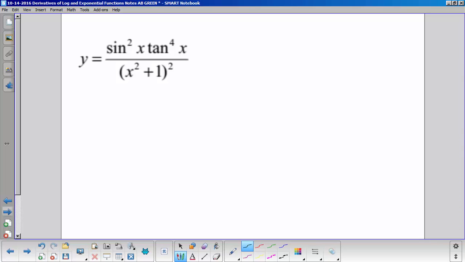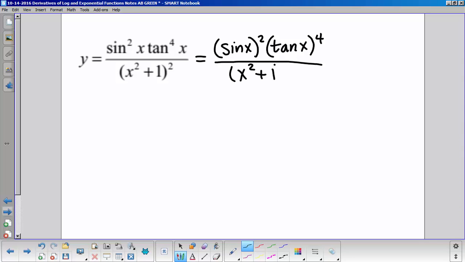Now, see, this is a quotient with trig functions, so how are we going to rewrite this? Sine of x squared tangent of x to the 4th, because whenever you have trig functions raised to a power and you're going to take their derivative, you should raise them with parentheses because that's going to help you with the math. And now we've introduced a denominator. So what happens when you have logs and you have a denominator? It's now subtract, yes. So let's take the natural log of both sides, and we say the natural log of y equals. Can we do this in one step?